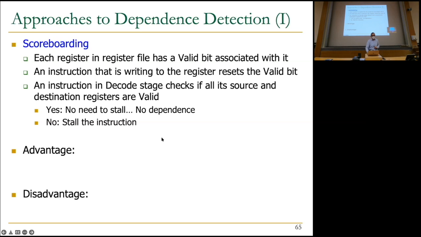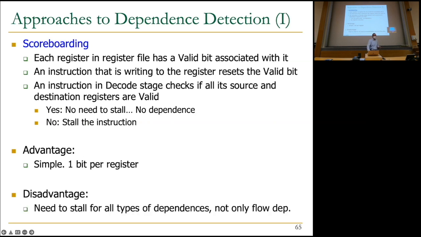So the advantage is this is very simple, actually. Yes, it's simple, 1 bit per register. But the disadvantage is you need to stall for all types of dependencies, not only flow dependencies. You can actually modify this. The way I described it, you have to stall. But you can modify this a bit so that you don't stall for anti and output dependencies. But I'm not going to discuss that right now. We're going to discuss that issue more comprehensively when we move to out of order execution. But remember, this data dependence detection mechanism is going to be our basis in out of order execution also. But this is not the only mechanism.